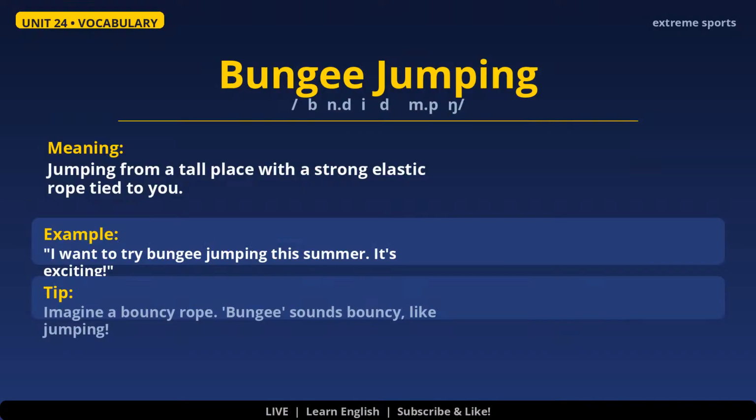Let's learn a new word. The word is bungee jumping. Jumping from a tall place with a strong elastic rope tied to you. Here's an example. I want to try bungee jumping this summer. It's exciting. Remember, imagine a bouncy rope. Bungee sounds bouncy, like jumping.